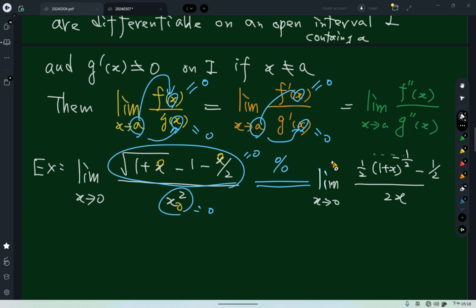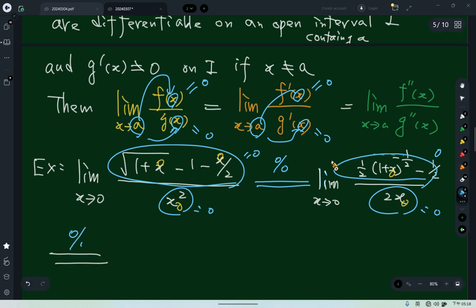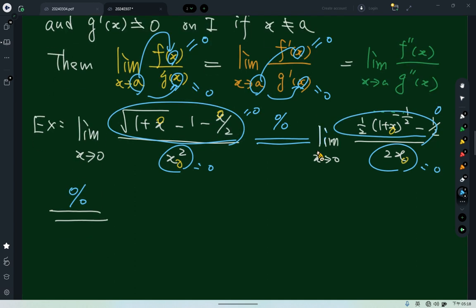Finally, you can still use 0 to replace x here. You get 1 plus 0, which is 1. So this part is still 1/2 minus 1/2, and I just continue to do that. Finally, you still find the numerator is 0 and the denominator is still 0. So again, it's still 0 over 0, and we can continue to do that.